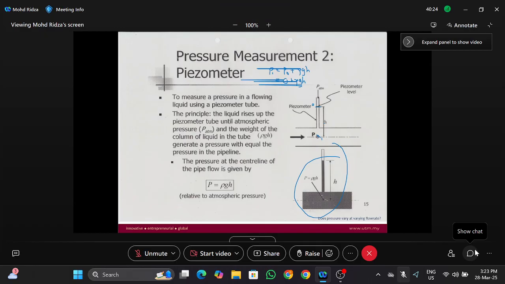Dekat atas tangga. Dekat atas tangga, pokok di atas. Right, sorry for that.